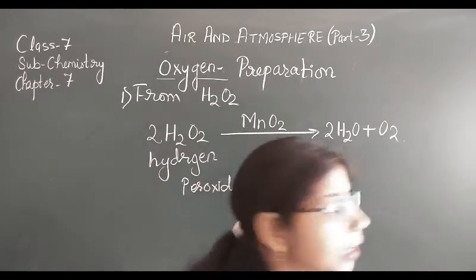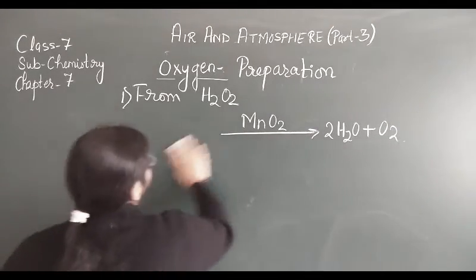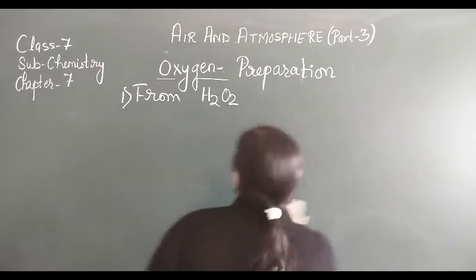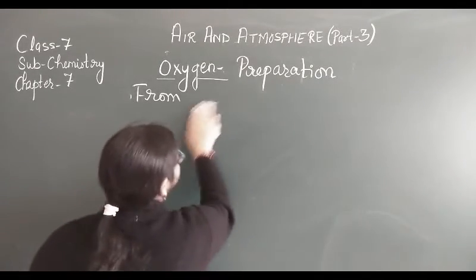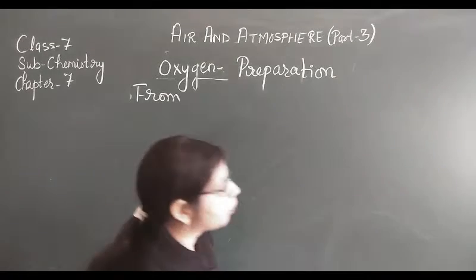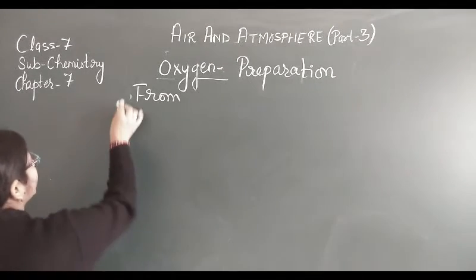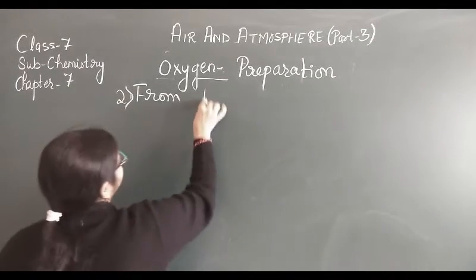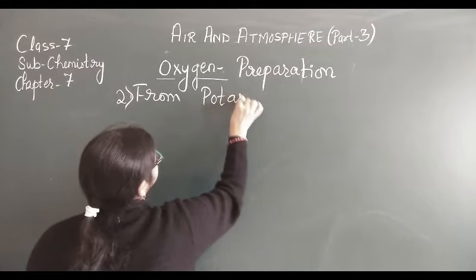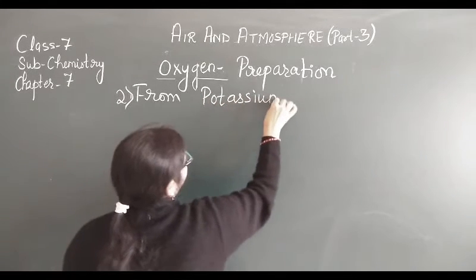Now the second way of producing oxygen is from potassium chlorate.